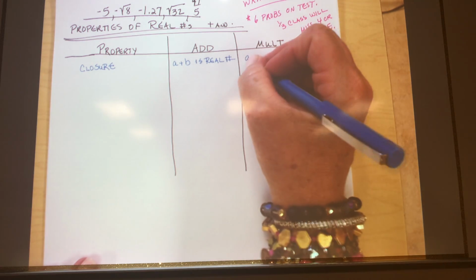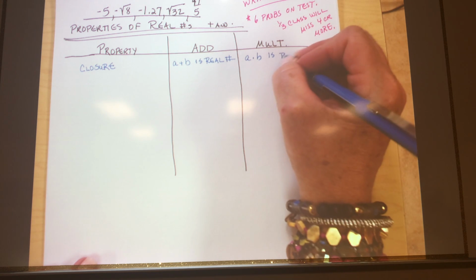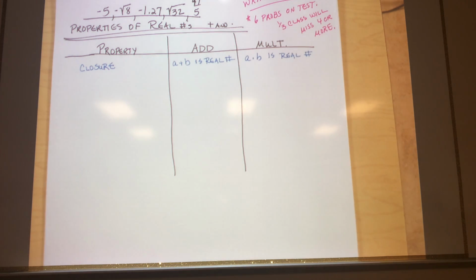Multiplication says I multiply 2 real numbers. A times B is a real number. So real numbers are closed under the addition property and the multiplication property. If you add or multiply real numbers, you will get a real number.